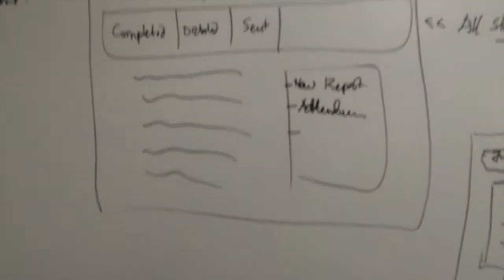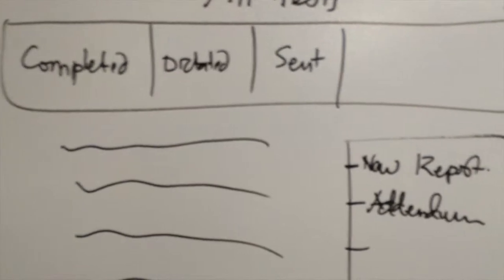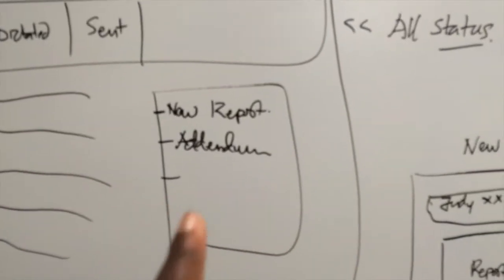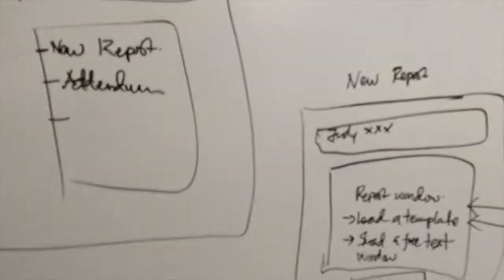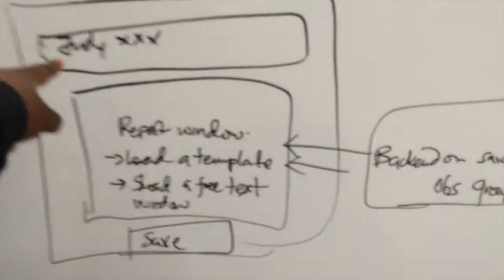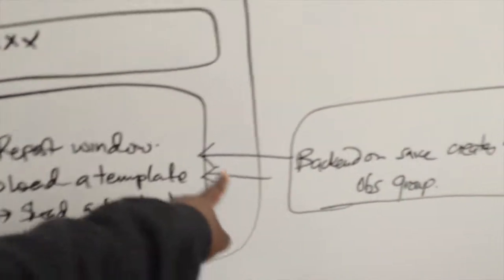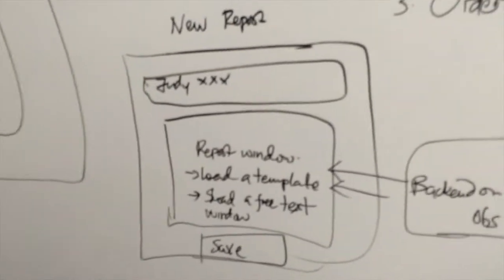And so you should see a list of patients where you see these dashes. And then on this, you should be able to have a new report or add an addendum. Once you come to the report, you're seeing the patient details from the dashboard, and then you have a report window. So just imagine this as like a Word, a text window there.